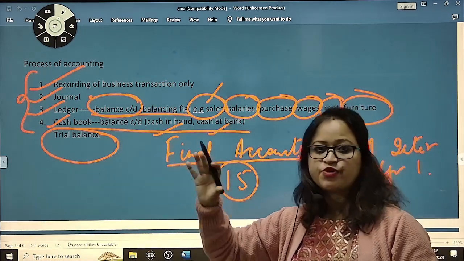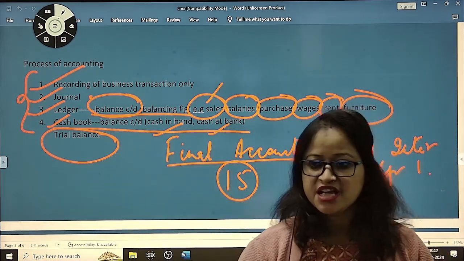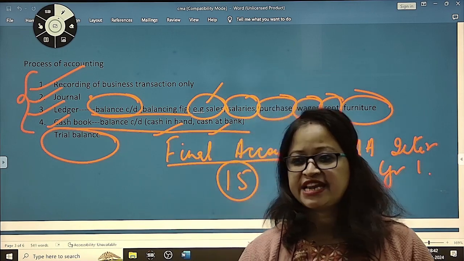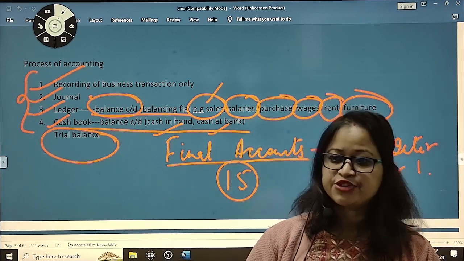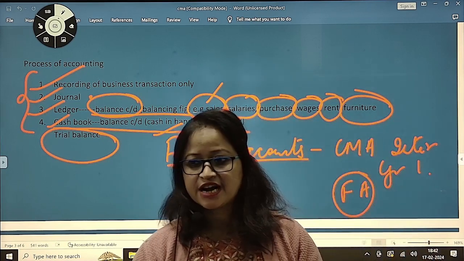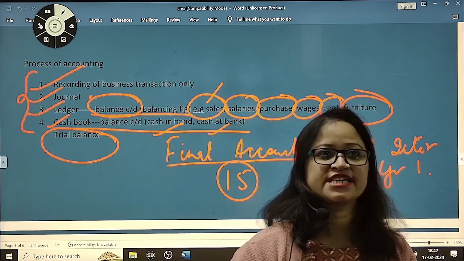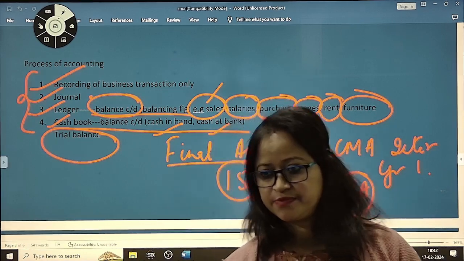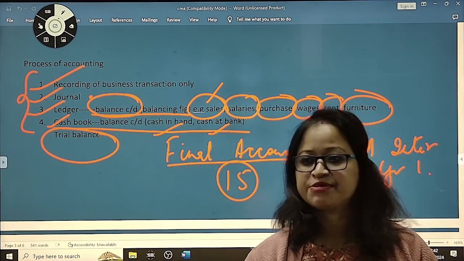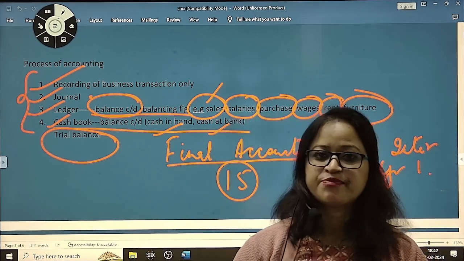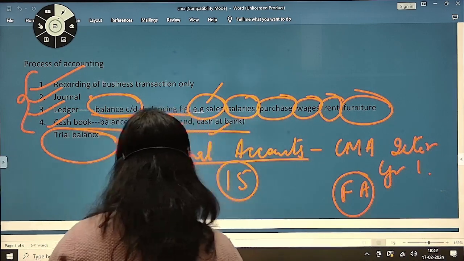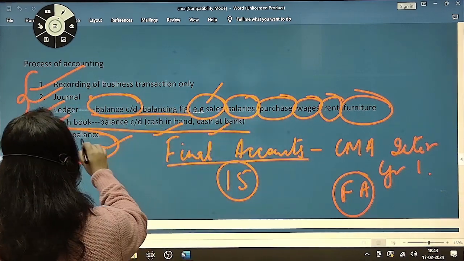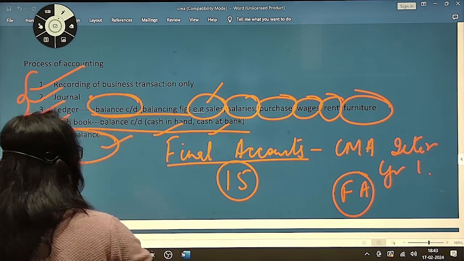Okay, so in the question in the final accounts chapter, a trial balance will be given and a few adjustments will be given. From that, you have to prepare a trading account, a profit and loss account, and a balance sheet. Then only you will score 15 marks or maybe 20 marks from the chapter. So you have to be very good at identifying various accounts given in the trial balance.